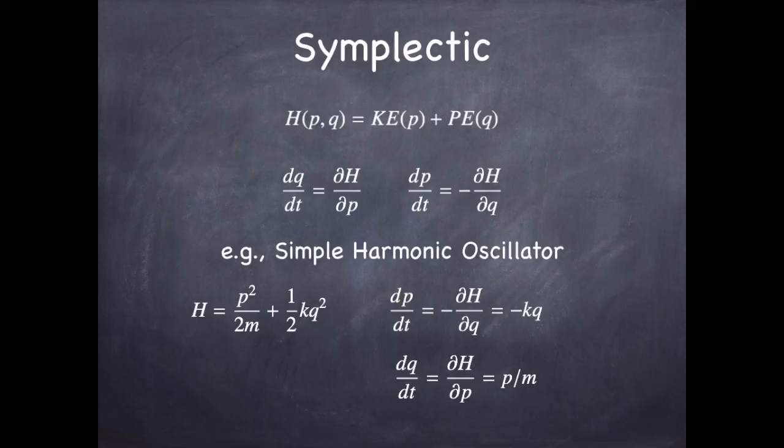So let's take a concrete example. The simple harmonic oscillator is a mass on a spring, and the kinetic energy is p squared over 2m. The potential energy is 1/2 kq squared, where k is the spring constant. And we get dp/dt is minus k times q. That's Hooke's law. And then dq/dt is p over m, which is nothing other than the velocity. So that just says that the rate of change of q is the velocity. The rate of change of p is the net force.